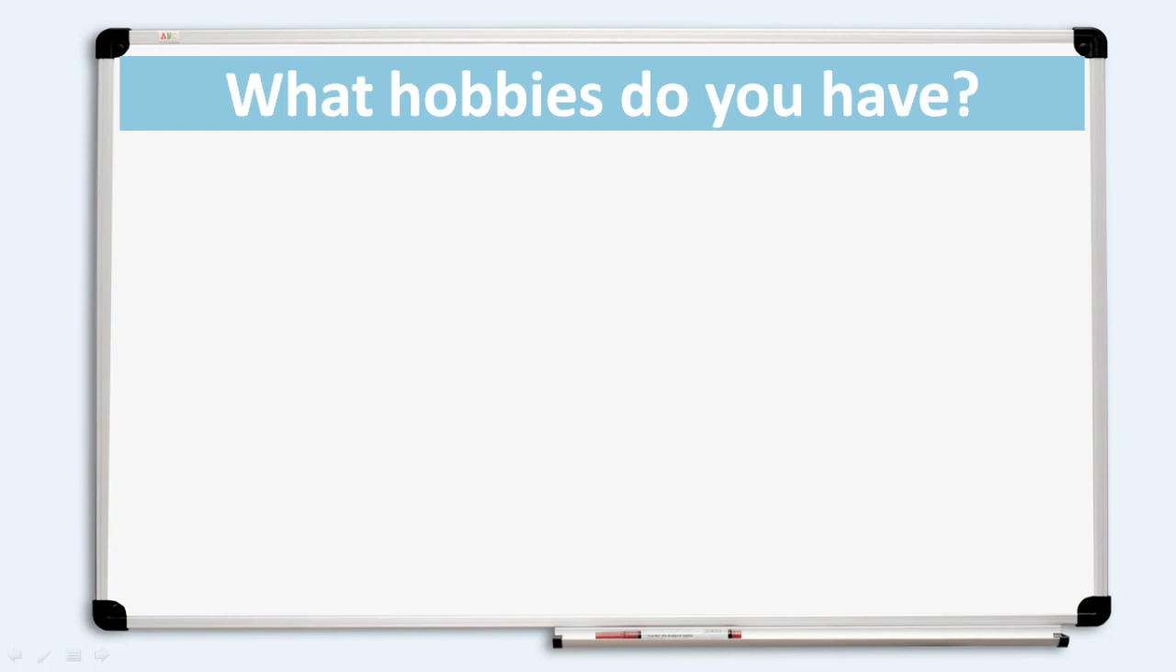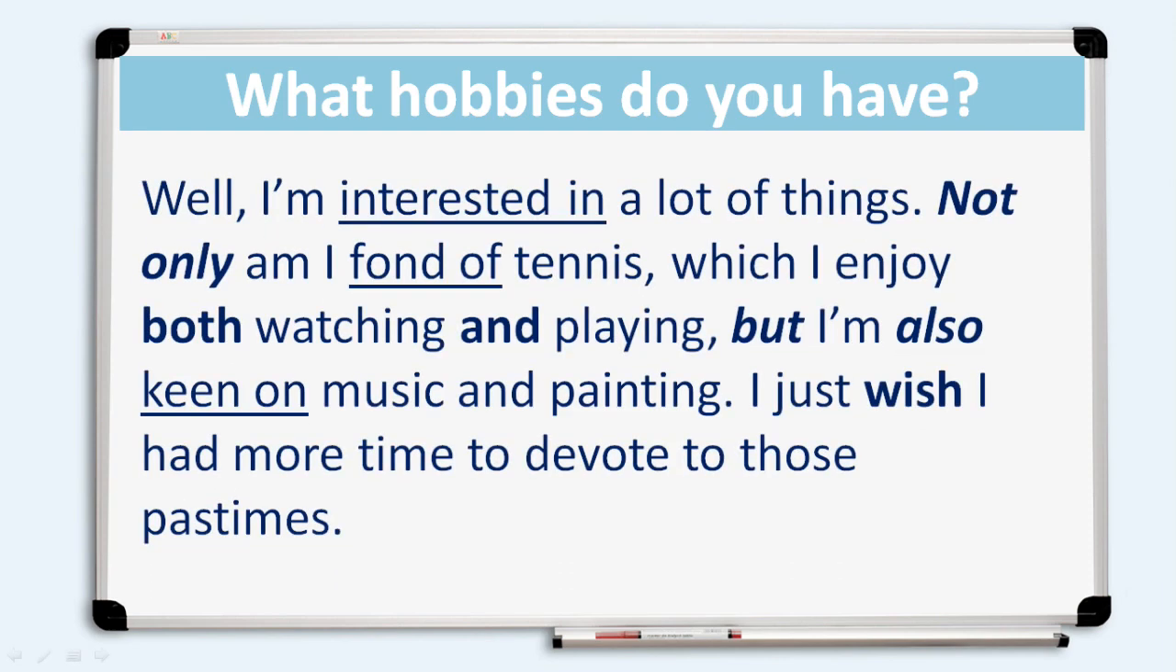What hobbies do you have? Many people's mistake would be to say, I like tennis and I like music and I really like painting too. So that's boring. Instead, you can say something like, well, I'm interested in a lot of things. Not only am I fond of tennis, which I enjoy both watching and playing, but I'm also keen on music and painting. I just wish I had more time to devote to those pastimes.